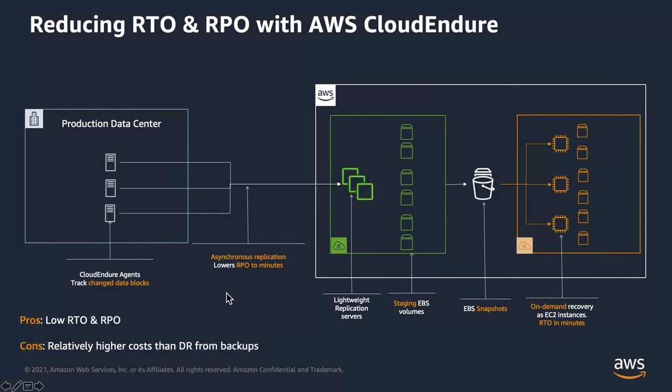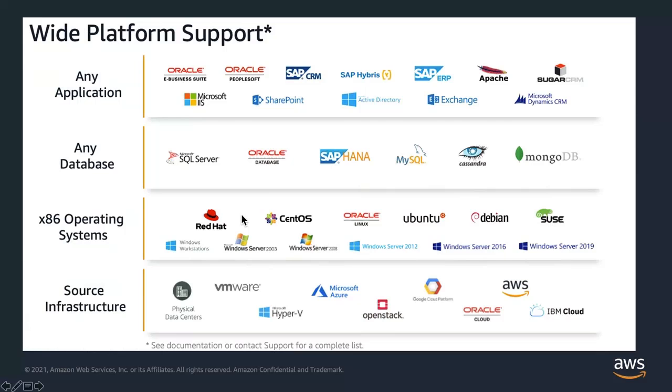At the risk of repeating myself, I want to emphasize that you should use this in addition to your backups. This is not a replacement for your backups. AWS CloudEndure has very wide platform support. As you can see here, many applications, databases, physical servers, virtual machines are supported. Even workloads that you have maybe in a different cloud can actually be replicated to AWS and recovered in AWS. Many of our customers also use this to migrate their workloads from on-premises or other cloud into AWS.